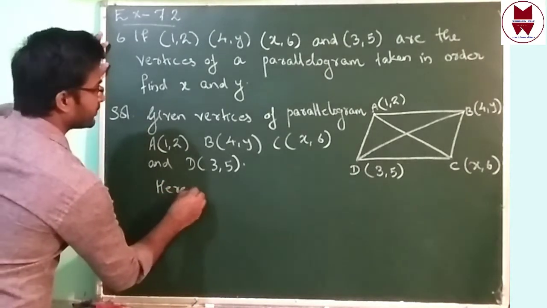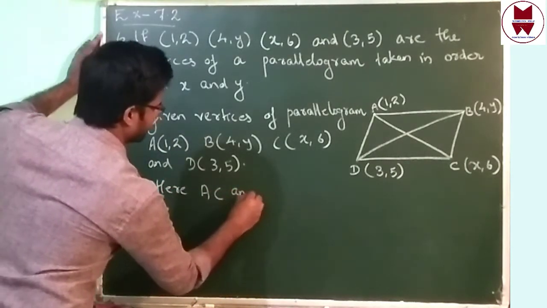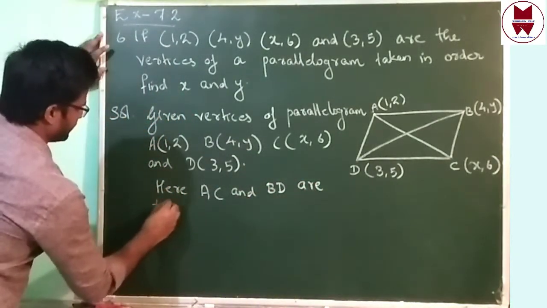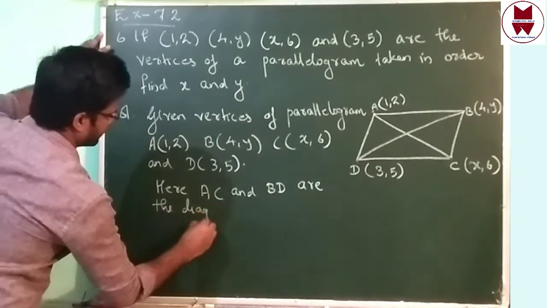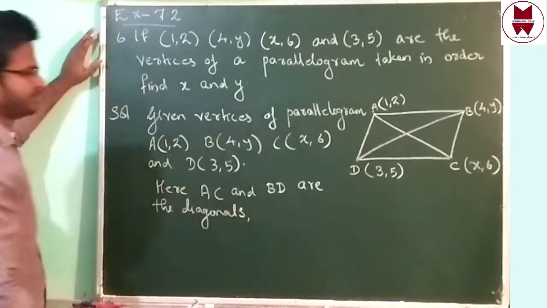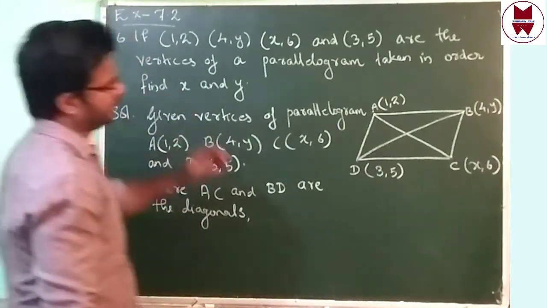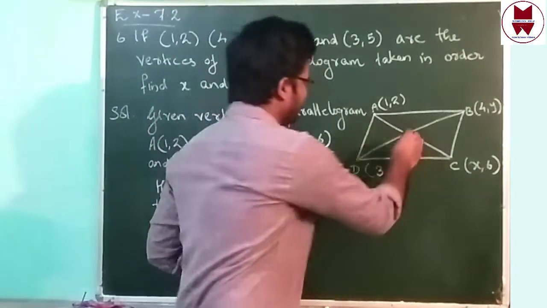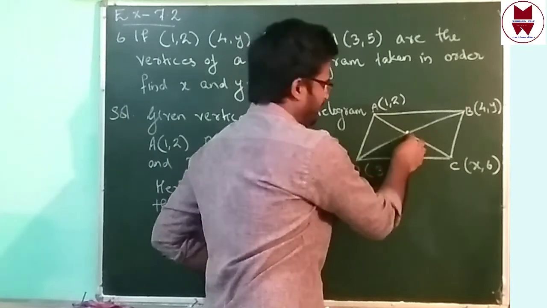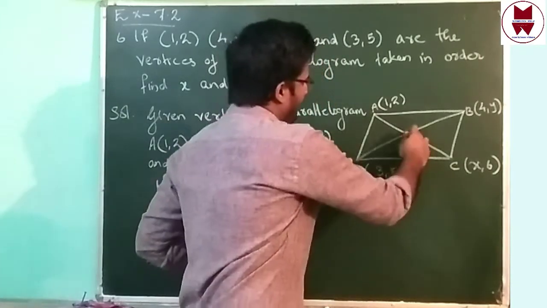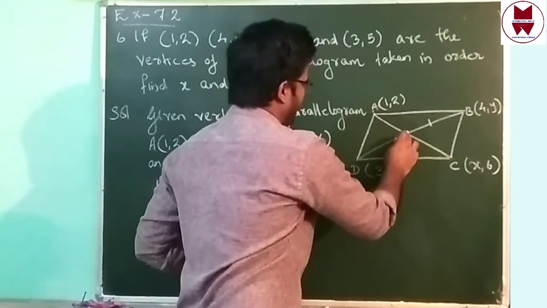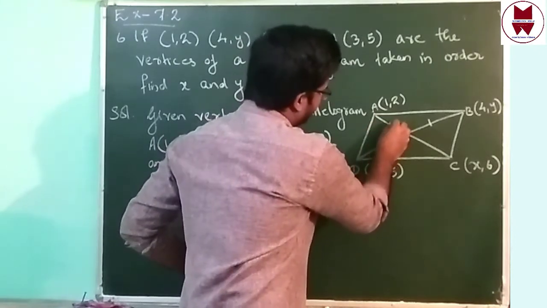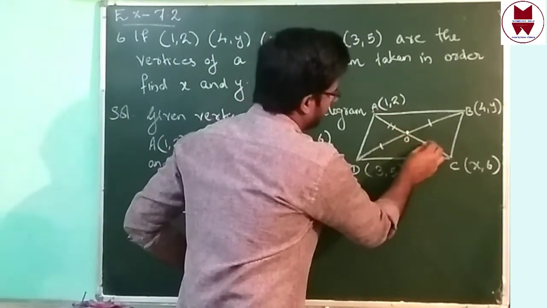Here, AC and BD are the diagonals. Then AC and BD are diagonals, which means they will bisect each other. Bisect means intersecting at one point, the midpoint, isn't it? Just consider that point is O, then BO and OD should be equal. Then same like that, AO and OC will be equal.